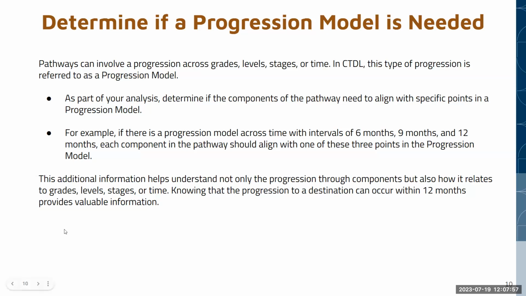As part of your analysis, if you determine that a progression model is needed, then you would need to publish that before starting your pathway. That is a requirement: you would need to publish that to the Credential Registry first.